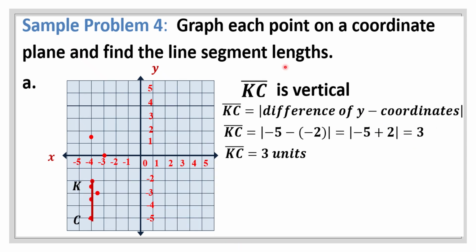Next, graph the points on the coordinate plane and find the line segments. So we have KC here. KC is also a vertical line. That means we are going to find the difference of the y coordinates. So negative 5 minus negative 2. That's the distance. Negative 5 minus negative 2 is negative 5 plus 2, that's 3 units.